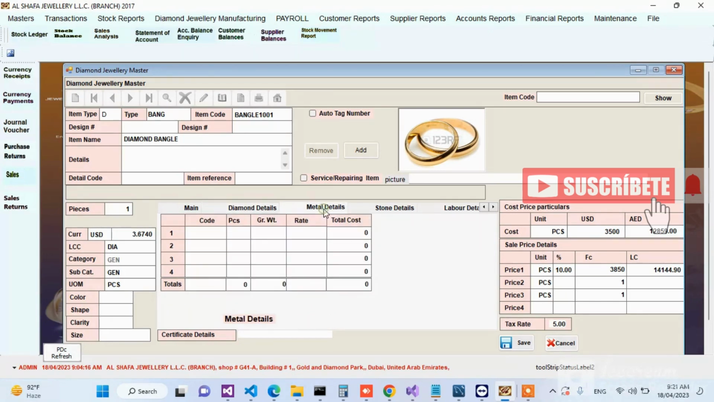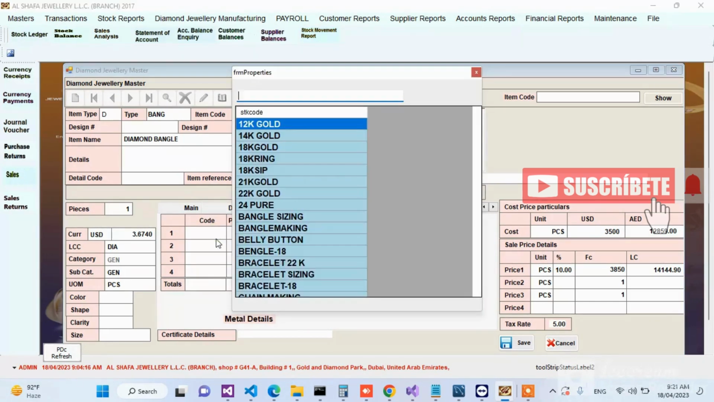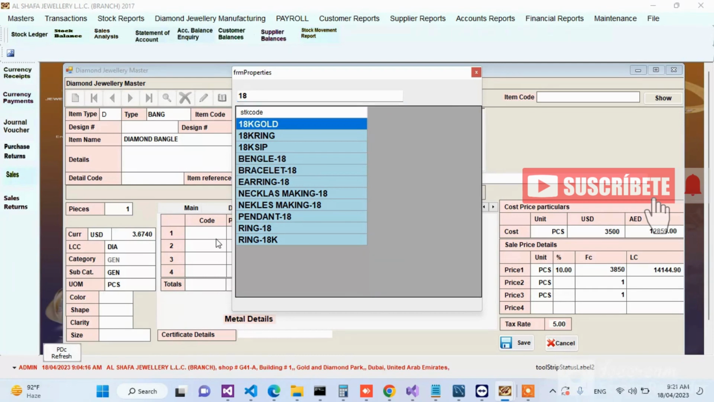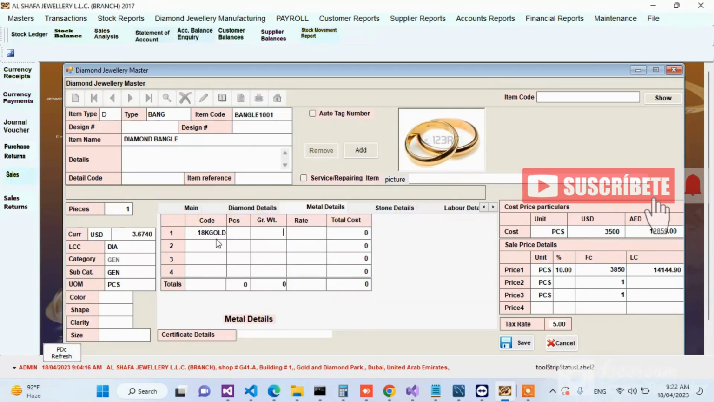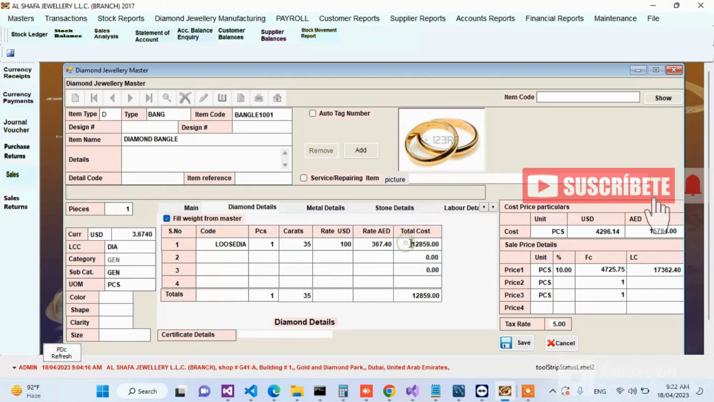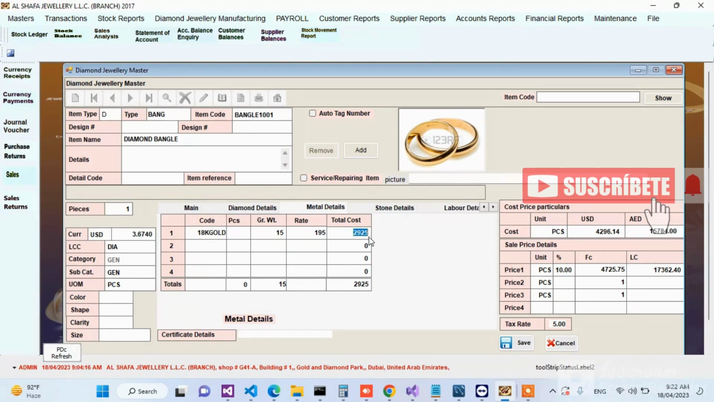And then metal means gold. In gold, suppose 18 karat gold, maybe I will have 15 grams. Gram rate is 195 dirhams, for example. Then it comes to 2,925 as the total cost of gold. So now we have the diamond jewelry value. Diamond cost 12,859 and gold 2,925, and maybe we sometimes have stone also.